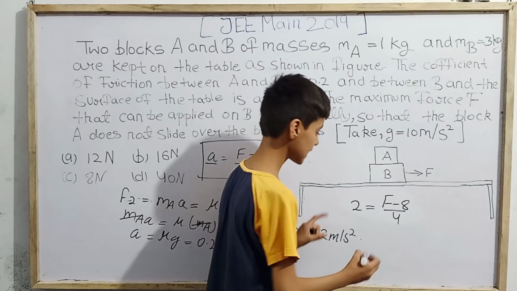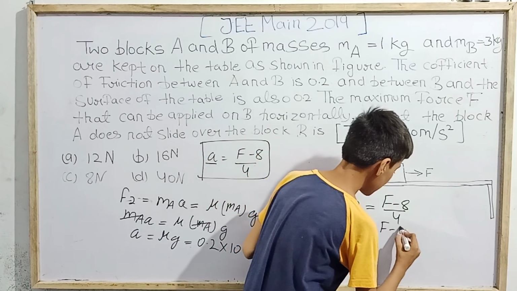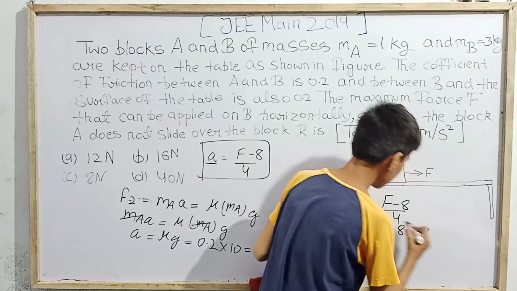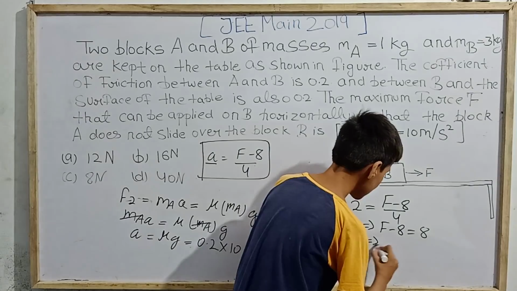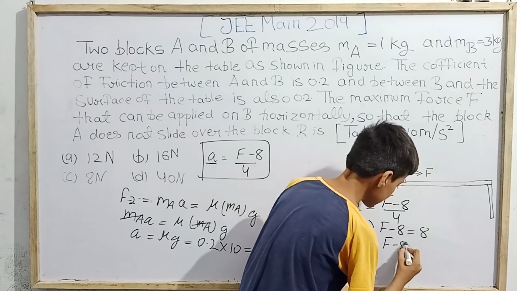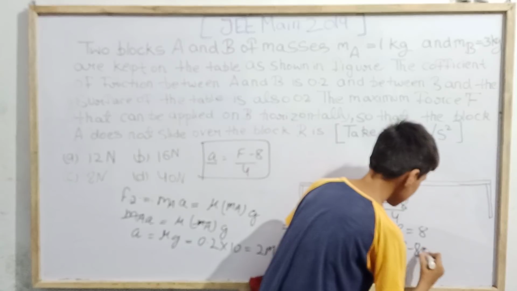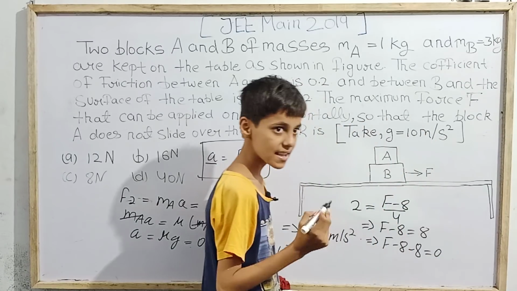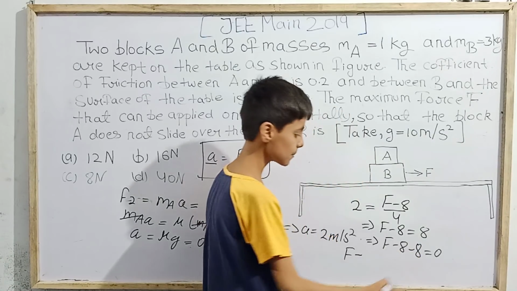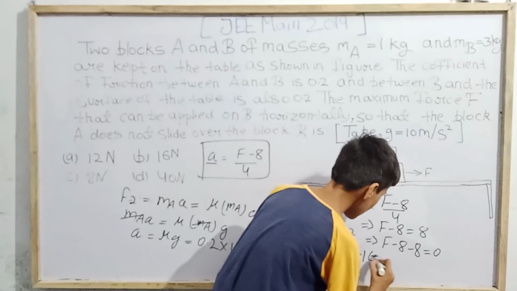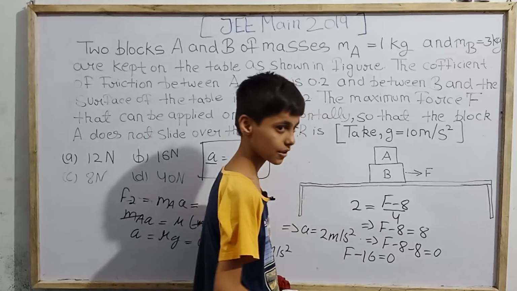Cross multiplication we can do. So finally F minus 8 equals 8, since 4 into 2 is 8. So F minus 8 equals 8. Now this 8 can also come here, so minus 8. F minus 8 minus 8 equals 0, then F minus 16 equals 0. Now this minus 16 will go to that side.